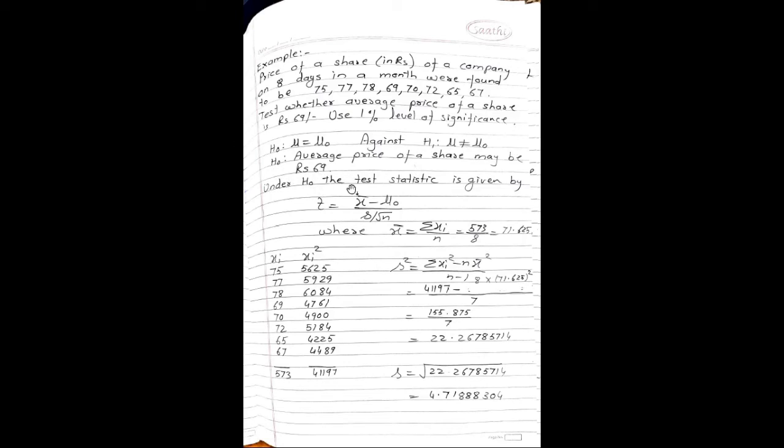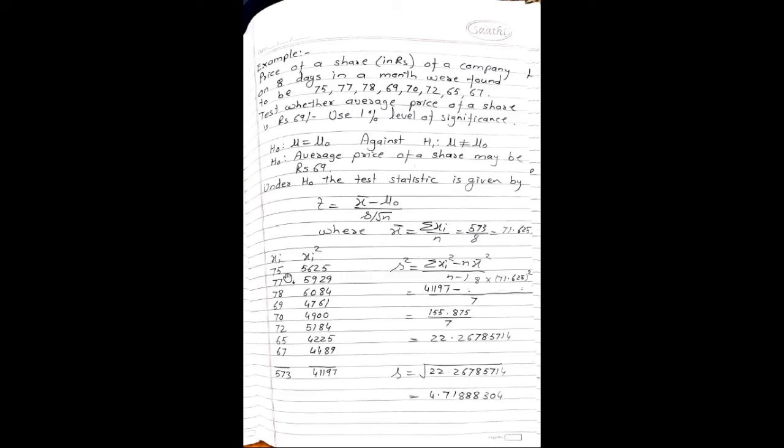So under H naught, the test statistic is given by T is equal to x bar minus mu naught upon S upon root n, where x bar is calculated as summation xi upon n and small s square is calculated as summation xi square minus n into x bar square upon n minus 1. So we'll make two columns, xi and xi square columns.